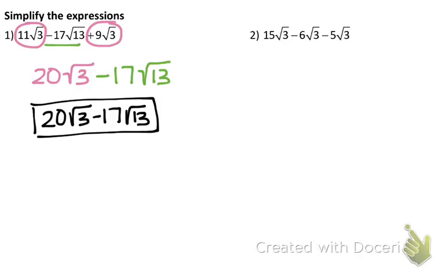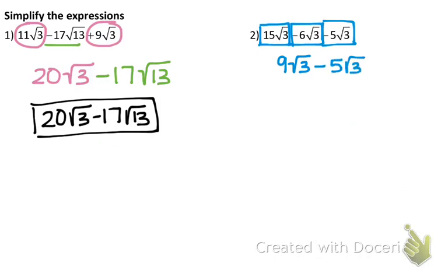In number 2, all of these have square roots of 3, so all 3 of these are going to be like terms. So we'll start with 15 minus 6 square root of 3, which is 9 square root of 3, minus 5 square root of 3. 9 minus 5 is our 4 square root of 3, so 4 square root of 3 is our answer.